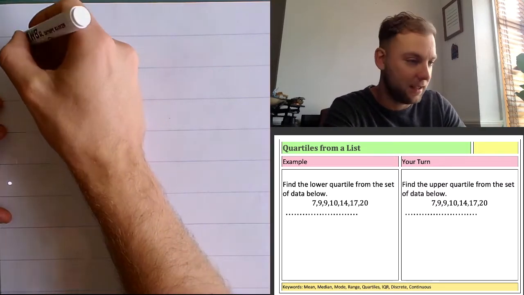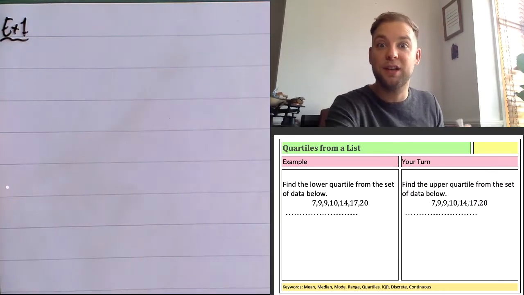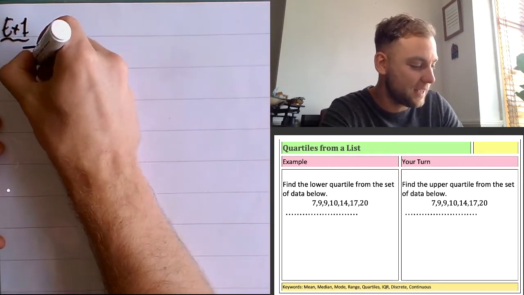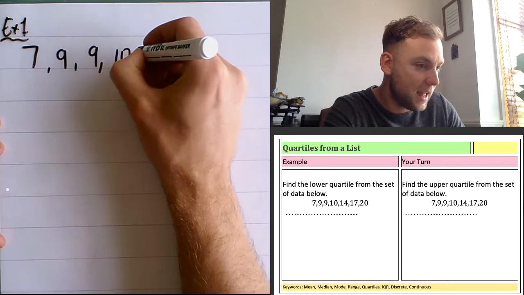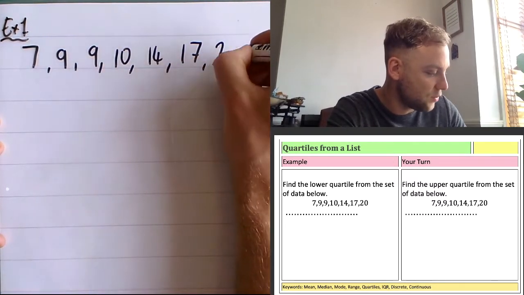So let's write it down here. So this is example 1. Do remember to make sure you're getting the notes, because remember, the only way to learn maths is to do it. So we've got 7, 9, 9, 10, 14, 17 and 20.